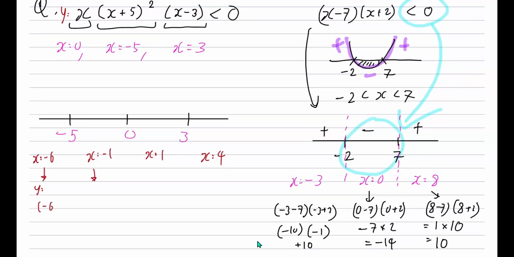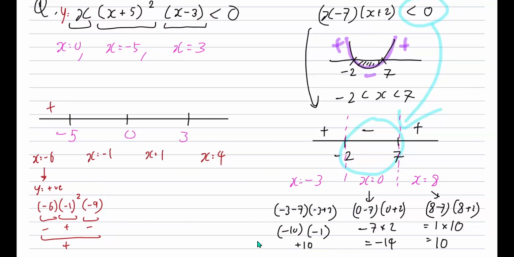This becomes -6 plus 5, which is -1 squared. Then this is -6 minus 3, which is -9. So this guy becomes positive, this guy is negative, this guy is negative. Altogether, the sign becomes positive. Then all you need to do is put down a positive sign. Don't need to care what value it is. Plus.